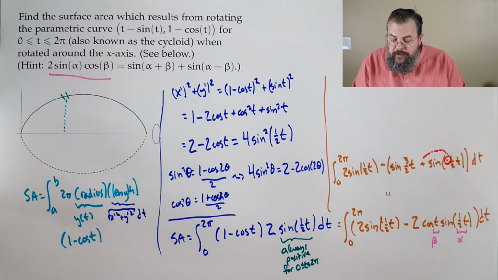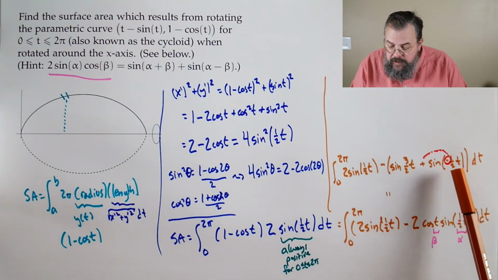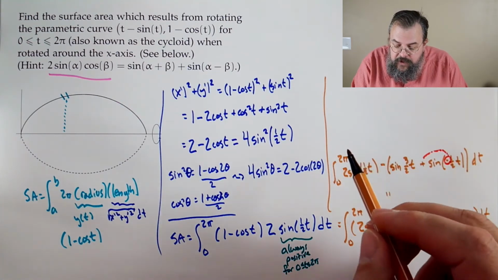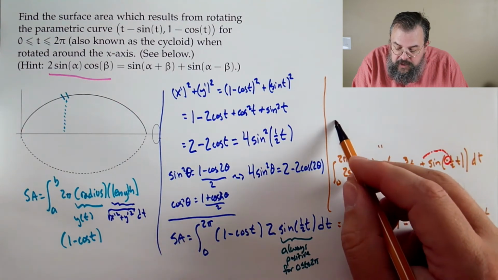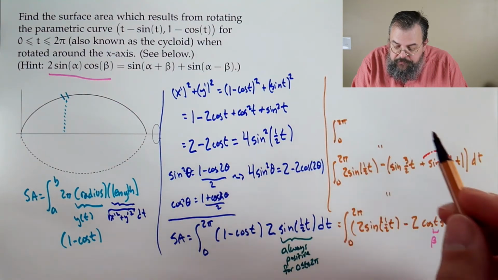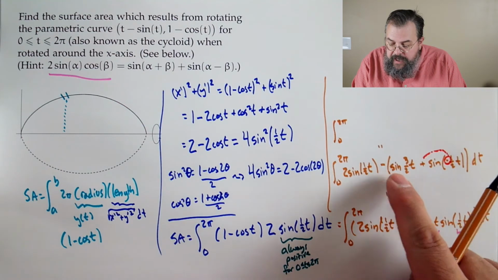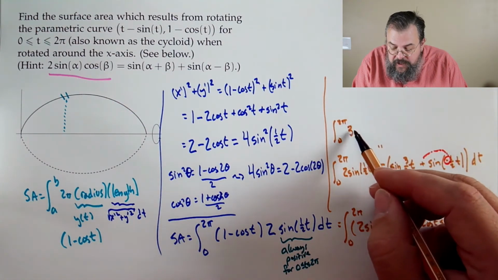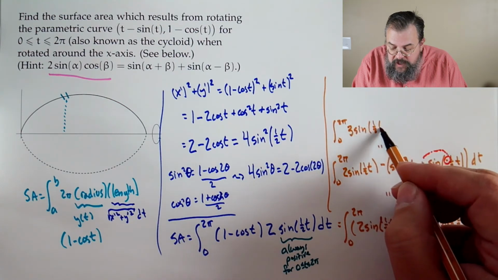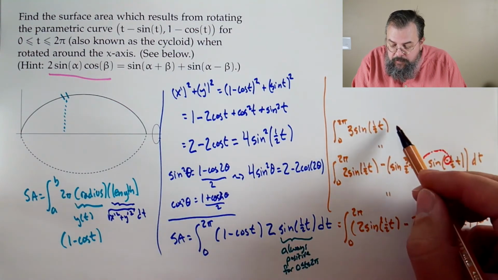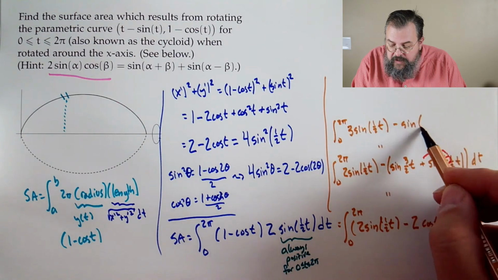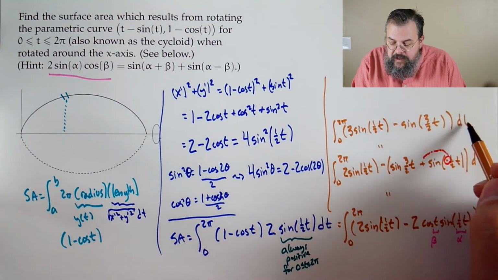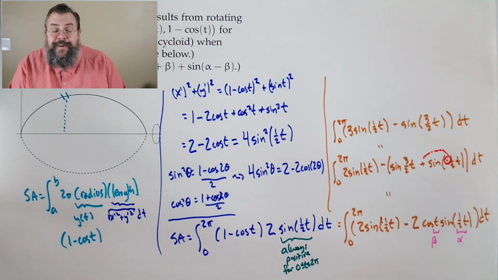So what we can do is combine that sine of a half t now and this sine of a half t out in front. So what do we have? Well, the integral from 0 to 2 pi. There's 2 sine of a half t, minus minus makes a plus sine of a half t. So 3 sine 1/2 t, and then minus sine of 3/2 t dt. And we're ready to go.